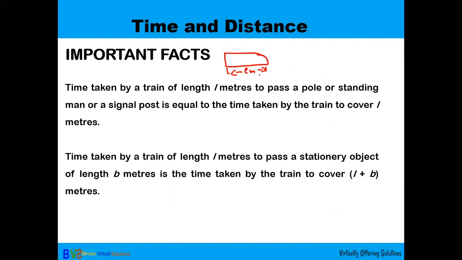Then, for a train to pass a pole, or a tree, how much time will it take? The time taken will be the distance covered divided by the speed. The distance is the length of the train. The length of the pole or the tree will be negligible.